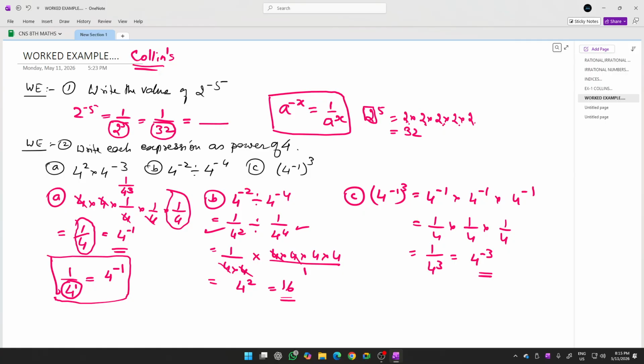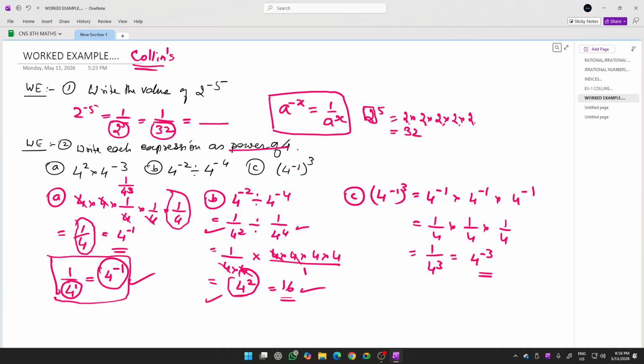Now again this 4 and this 4 will cancel with this 4 and this 4, and you will be left with 4 into 4 in the numerator and 1 in the denominator. So 4 into 4 will be 4 square. No need of writing upon 1, it is just 4 square, and 4 square is 16. But you have to give the expression in the form of a power of 4, so the answer should be 4 square. No need of writing 16. This is the answer, the power of 4.